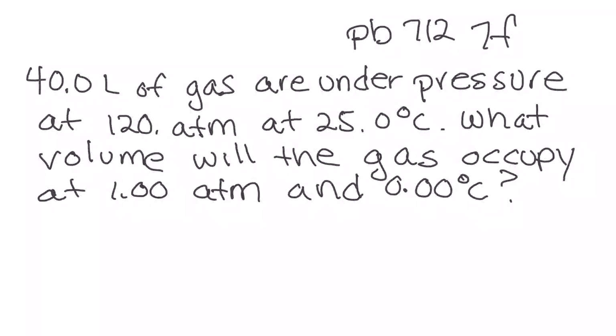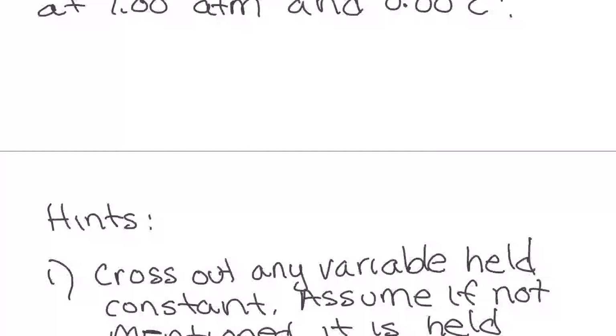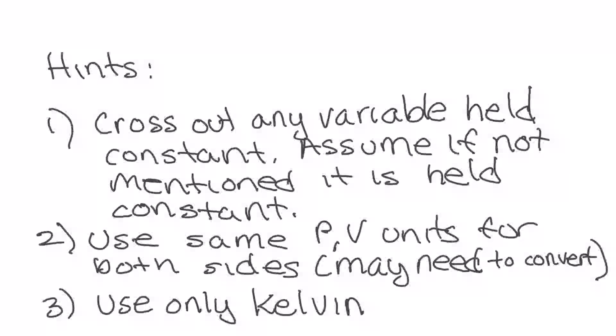Before we solve this problem, I'm going to remind you of some hints we talked about in class. One is to take that equation that we had at the beginning, the P1V1 over n1T1, and cross out any variable that is held constant. And assume if it wasn't mentioned in the problem, it is held constant.